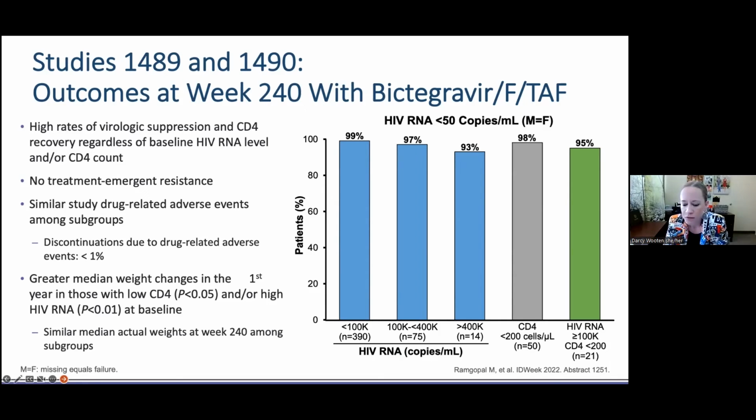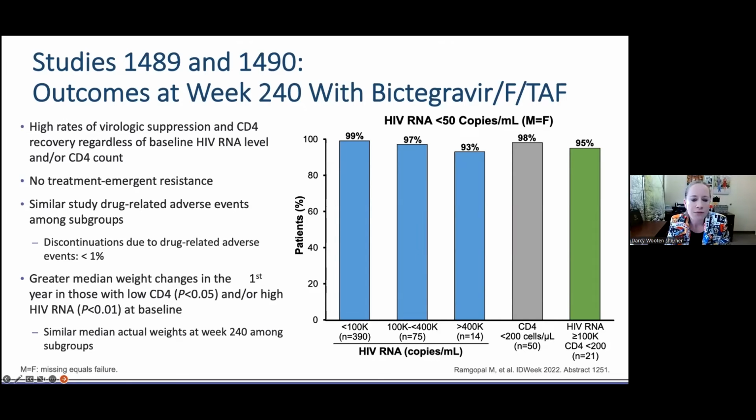In gray, patients with low CD4 cell counts, less than 200, still had outstanding virologic suppression. And then in green, if you had a high viral load and a low CD4 cell count, you were still able to suppress. So I think we've, of course, been using this regimen in patients with low CD4s and high viral loads, but it's nice to see this data that this is effective. There wasn't treatment emergent resistance. The regimen was well tolerated.